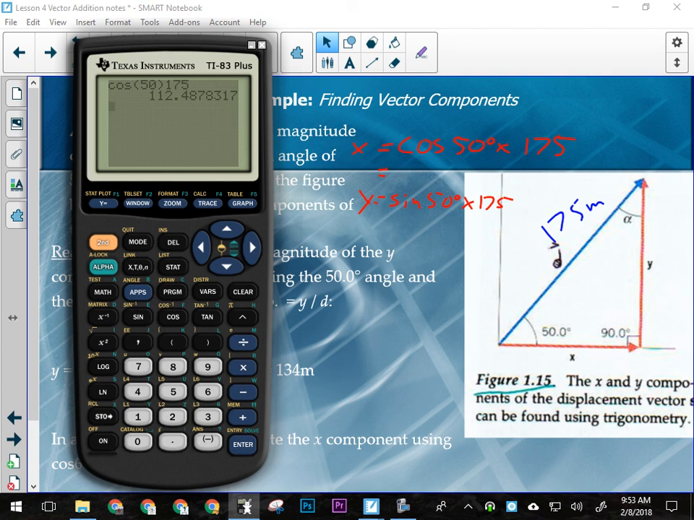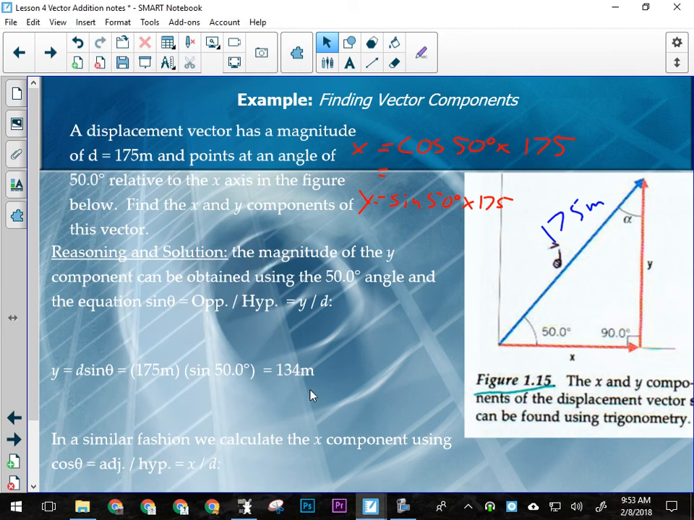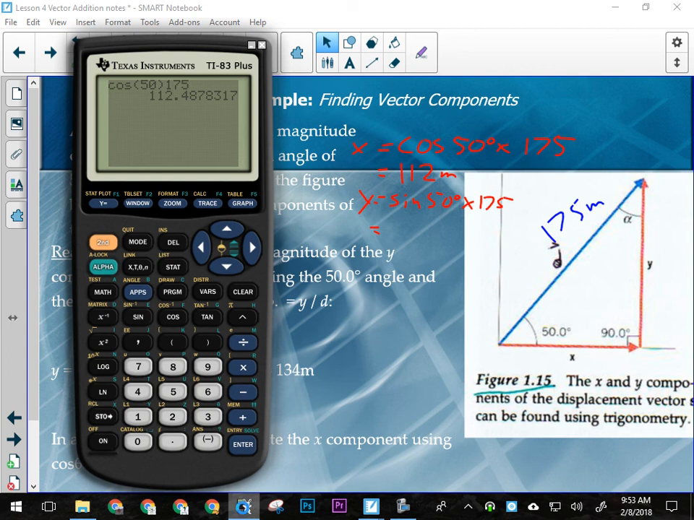All right, so the x component, so this side here, okay, the horizontal side is 112 meters. Okay, and then the y component, okay, we just go sine of the same thing, so sine of 50. All right, that side's 134.